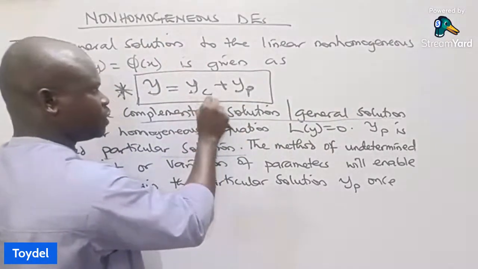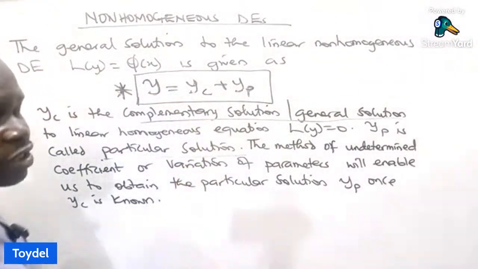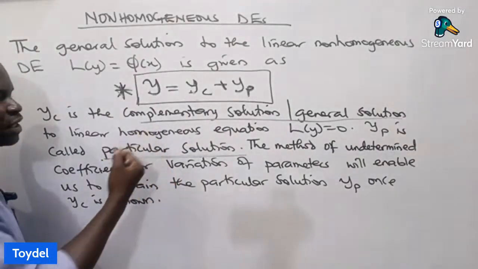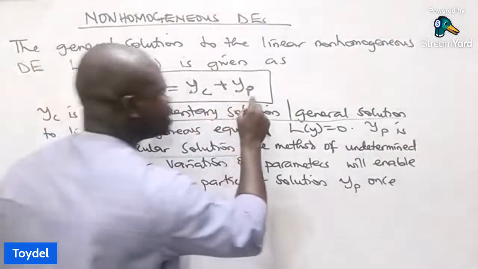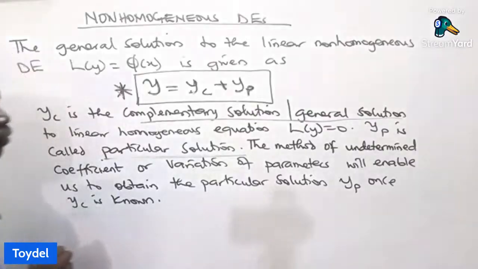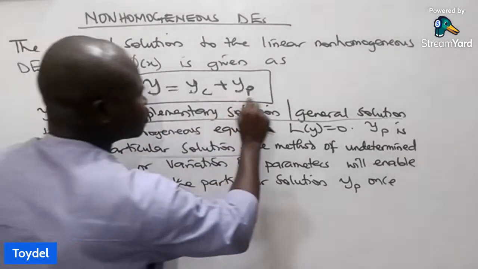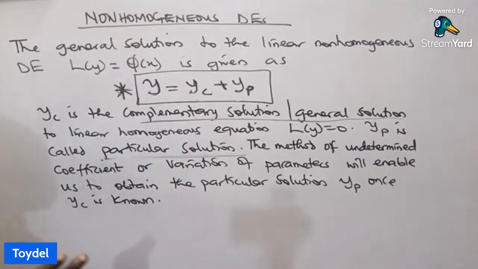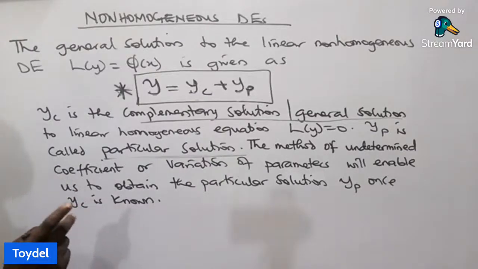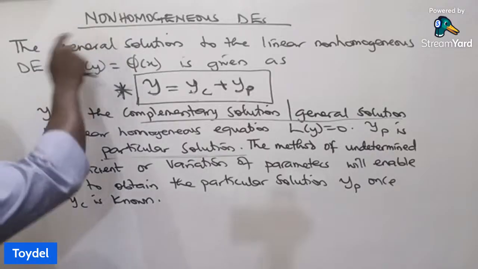We know what to do if we want to find the complementary solution, which is otherwise known as the general solution to homogeneous differential equations. Then how do we find the particular solution? That is the bone of contention here. How do we find the particular solution? There are two methods that we are going to discuss in this process.